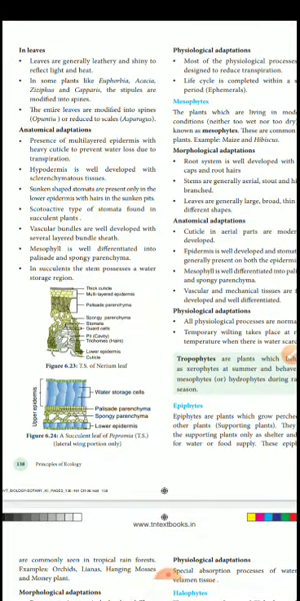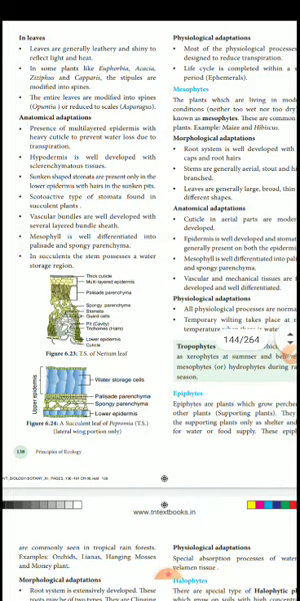In some plants like Euphorbia, Acacia, Ziziphus and Capparis, the stipules are modified into spines. Stipules are modified into spines. Okay, you know what a spine means. The entire leaf is modified into spines only in Opuntia. This is only to reduce the scales.